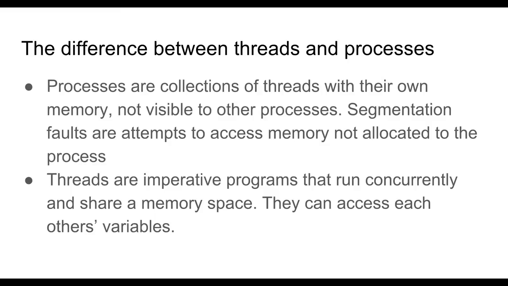Threads are imperative programs that run concurrently and share a memory space. They can access each other's variables. Threads are a more primitive sequence of instructions. Multiple threads can share memory. In this case, we don't get segmentation faults, which means we don't have any memory protection.